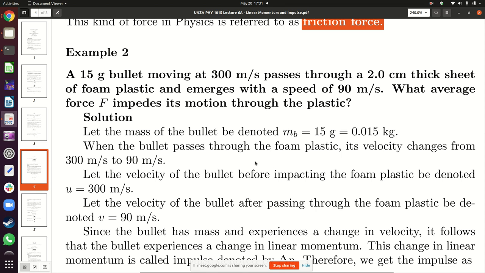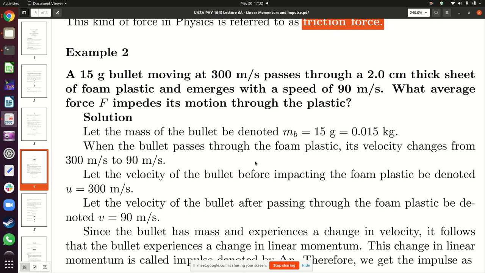A 15-gram bullet moving at 300 meters per second passes through a 2-centimeter-thick sheet of foam plastic and emerges with a speed of 90 meters per second. What average force impedes its motion through the plastic? So, we have a bullet which has got a mass of 15 grams. Before it passes through this plastic, the bullet was moving with a velocity of 300 meters per second. After it passes through the plastic, it comes out on the other side and its velocity is now 90 meters per second. So you can see that the process of passing through the plastic has reduced the velocity of the bullet from 300 to 90 meters per second.